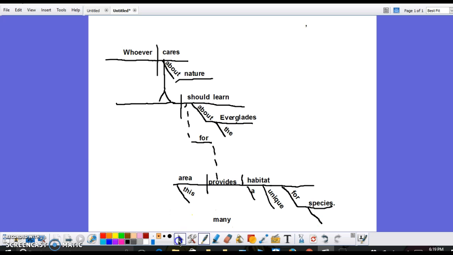And guess what? This is what it looks like when you diagram a compound sentence with a noun clause. How about that? Very cool. Pretty cool. Thanks for watching.